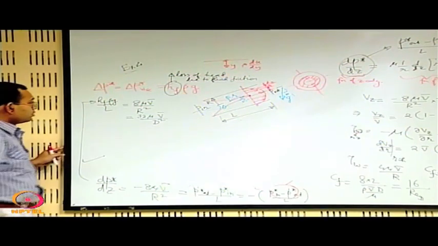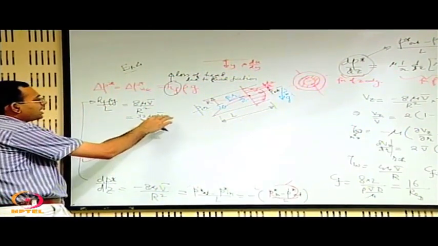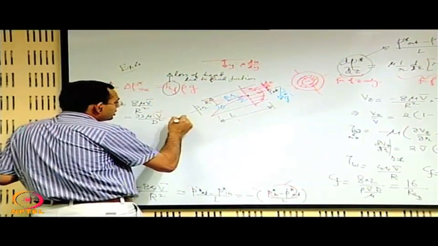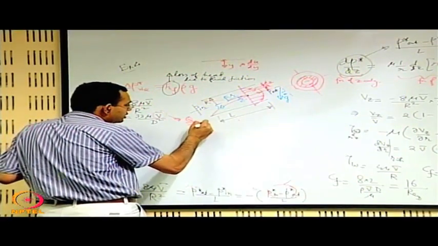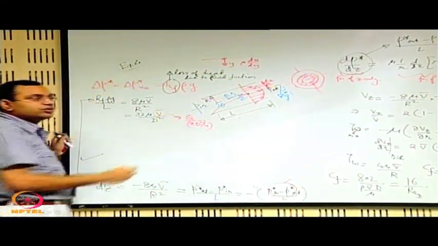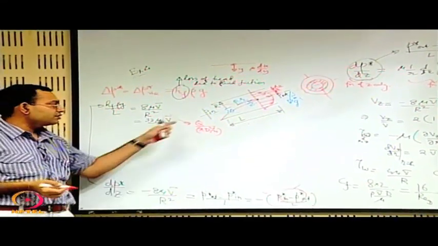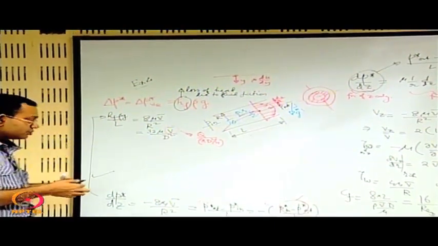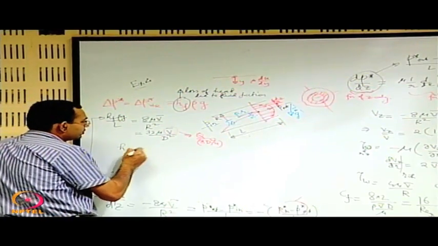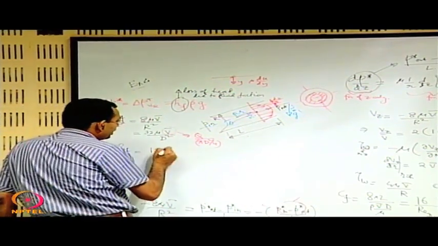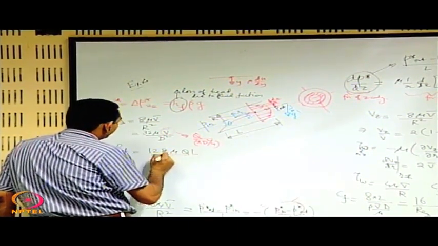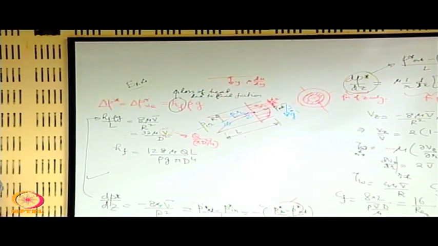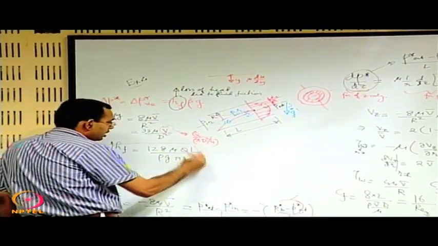It is also possible to write the average velocity in terms of the flow rate, which is sometimes important because in the experiment you usually measure the flow rate. If the flow rate is q, the average velocity is q by pi d square by 4. We are trying to write the equation in terms of experimentally measurable parameters. So from this what you get is hf equal to 128 mu q L by rho g pi d to the power 4. This equation is known as the Hagen-Poiseuille equation.